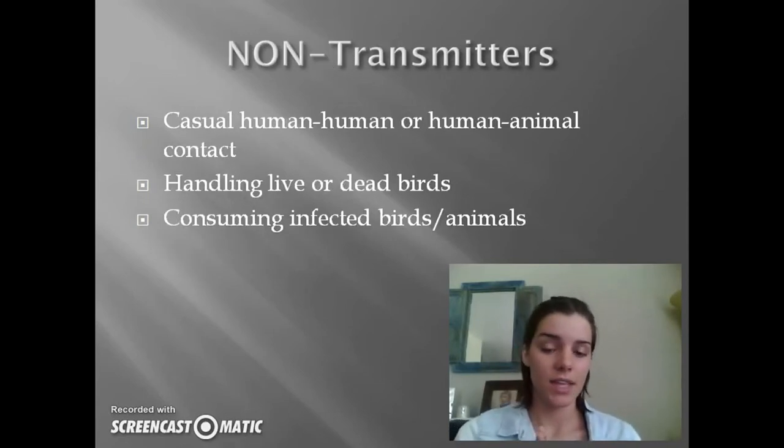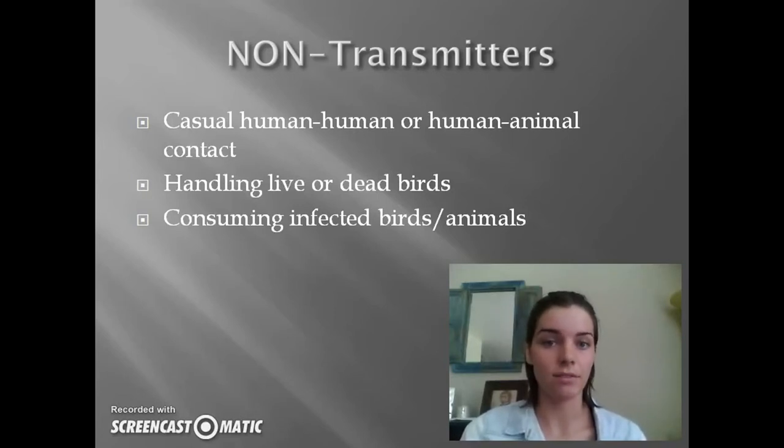And then some things that are not transmitters, even though people might think that they are. So casual human-to-human contact or human-to-animal contact, because sometimes animals can be infected. So handling live or dead birds, as I'll tell you in a second, birds are where it comes from. Handling live or dead birds cannot transmit the disease. And then also consuming the infected birds or other animals is not a way to transfer the disease. So those are things not to worry about.